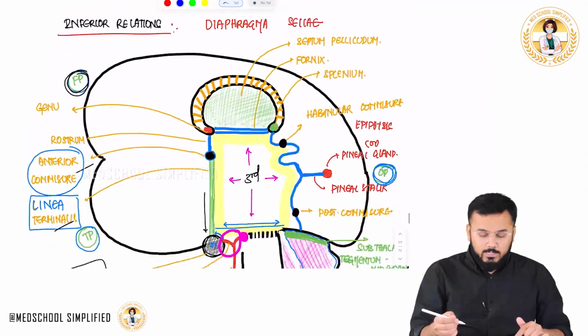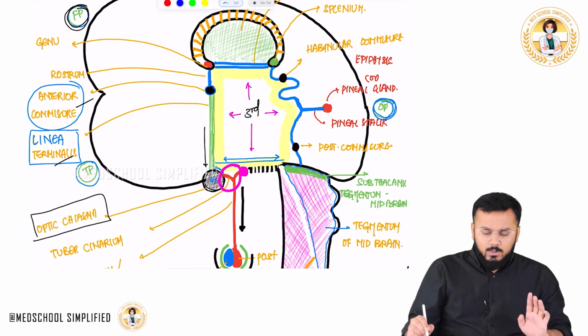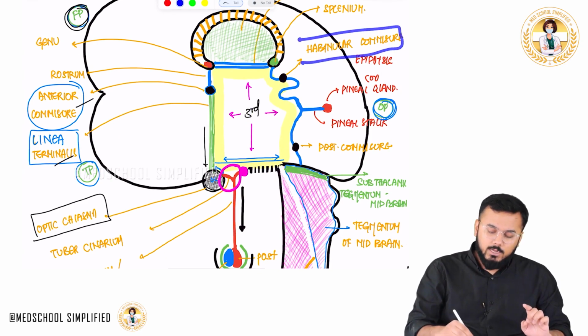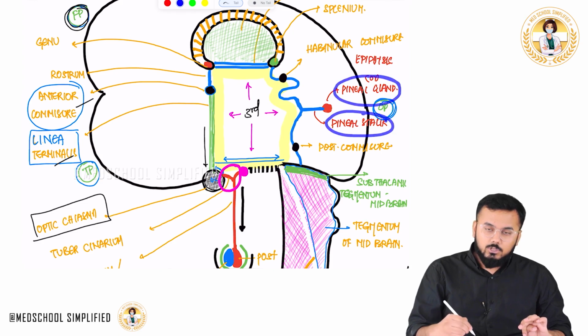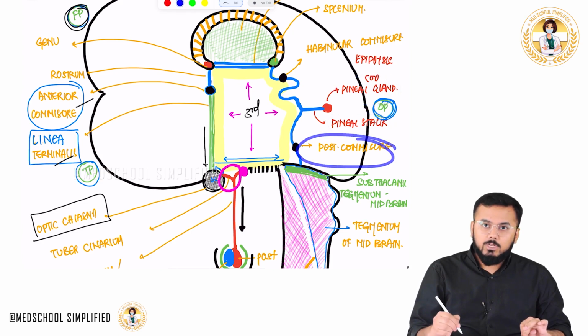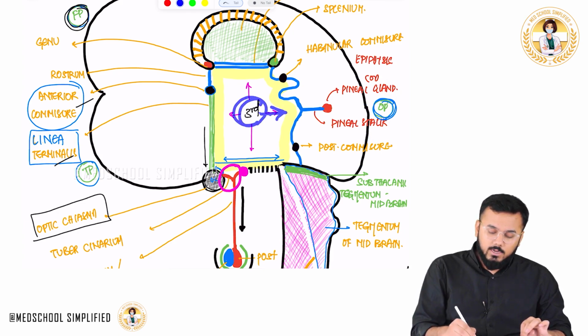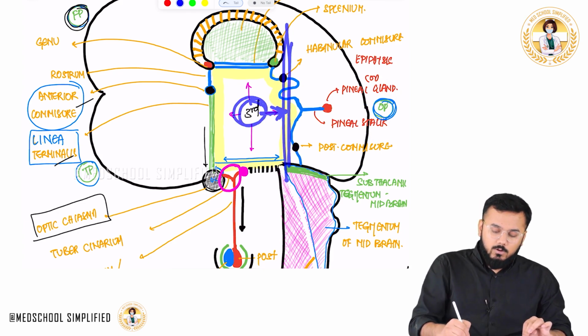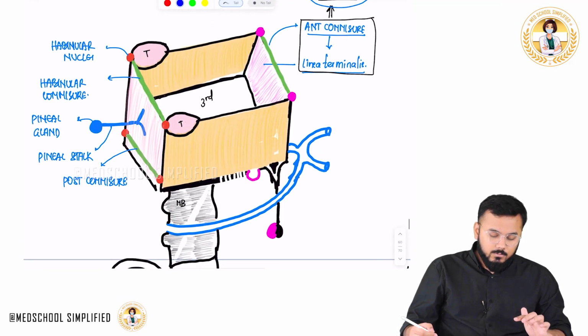So let us look at this picture. Where is the posterior? This particular thing is the posterior wall. Now in this posterior wall you see the habenular commissure, right? You see the pineal gland, you see the pineal stalk, you see the posterior commissure, right? So all these are the structures. What are they forming? You see this is the third ventricle and they are forming the posterior wall of the third ventricle, right? So the same thing we have drawn. Okay, so this is the posterior wall of the third ventricle.